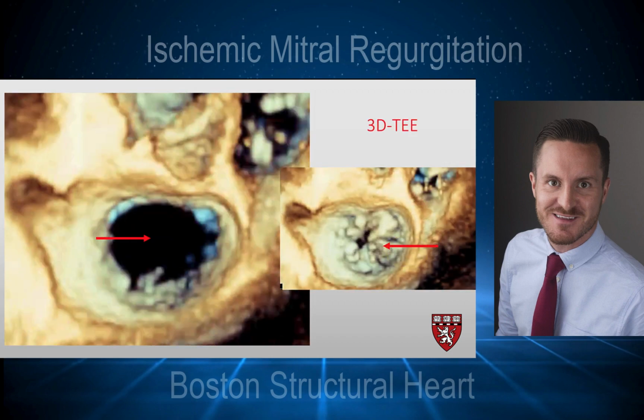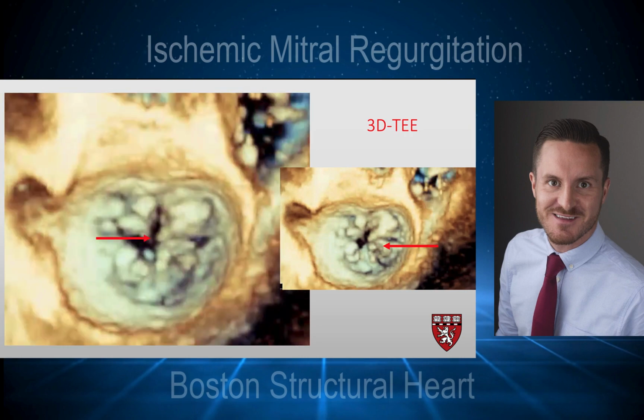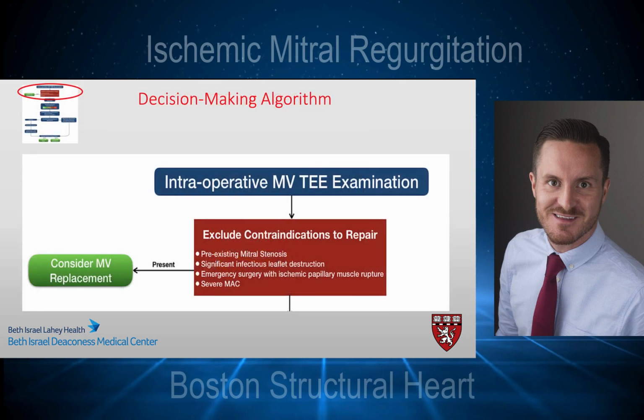Looking at this valve on 3D imaging, we can see that there's a flail leaflet in the left atrium. And with the color flow Doppler applied on our three-dimensional image, we can see a posteriorly directed jet of severe mitral regurgitation. So clearly this patient needs a mitral valve intervention.